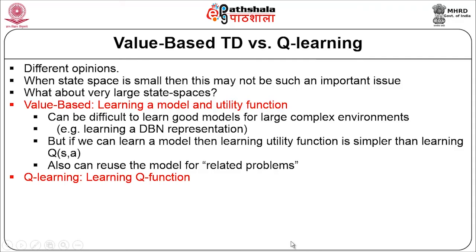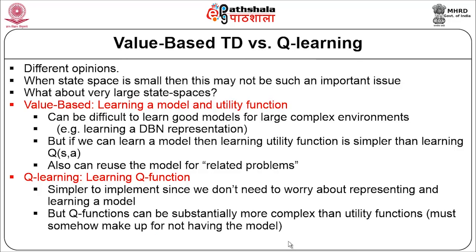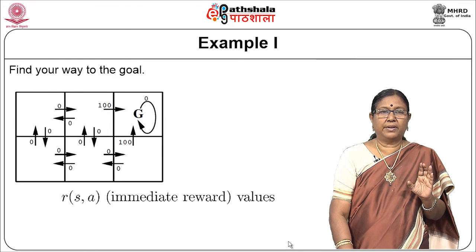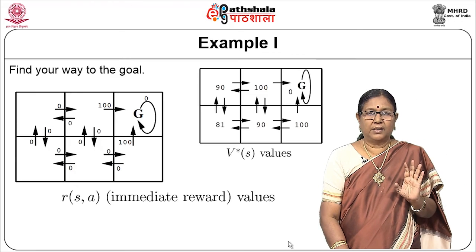Q learning is learning a Q function. It is simpler to implement since we do not need to worry about representing and learning a model, that is a major advantage of the Q function. But Q functions can be substantially more complex than utility functions, and you must make up for not having the model after all. Okay. So, if you take an example, if you want to find your way to the goal, this is an immediate value, just an immediate value, simple.